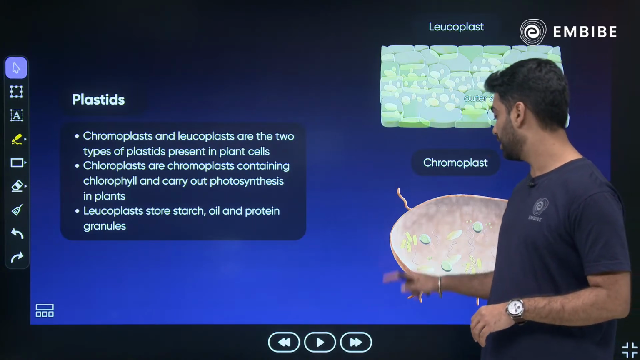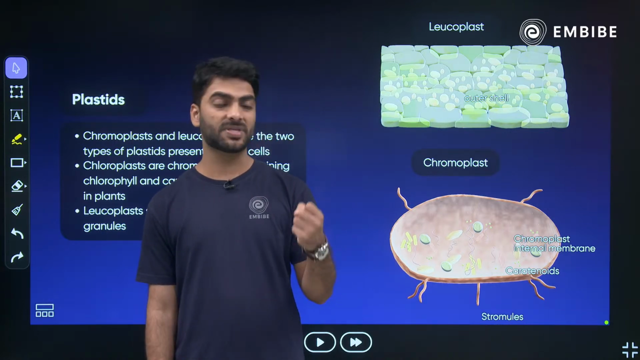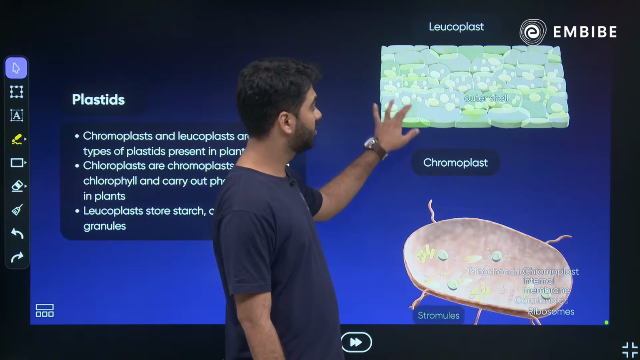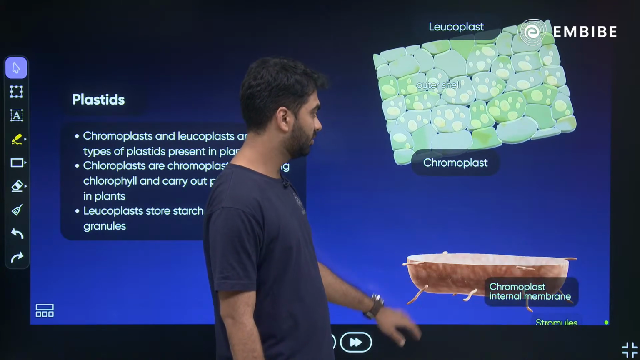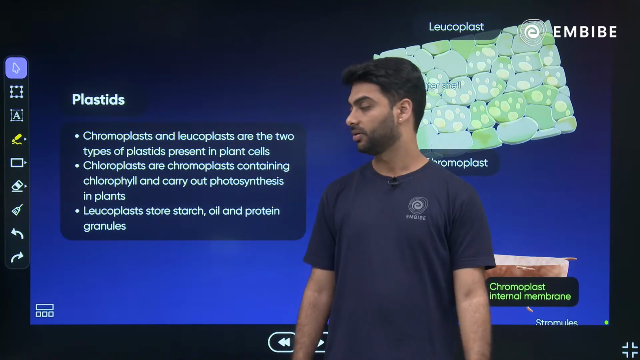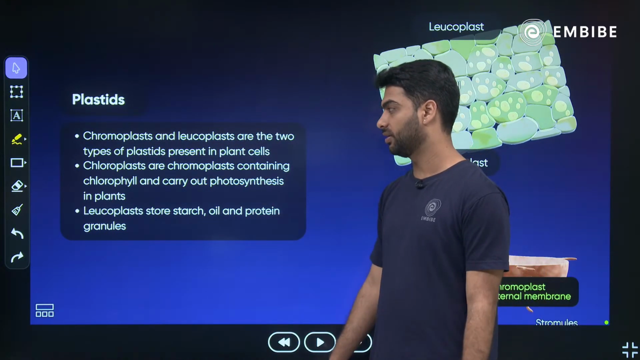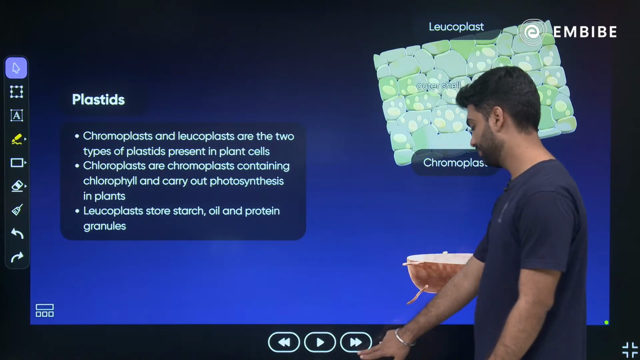Chloroplasts also contain chlorophyll, which traps the sunlight. You can see this is a plastid, this is leucoplast, and this is chromoplast. Very important, leucoplast stores starch, oil and protein. Chlorophyll is green, chromoplast is yellow, orange, red.